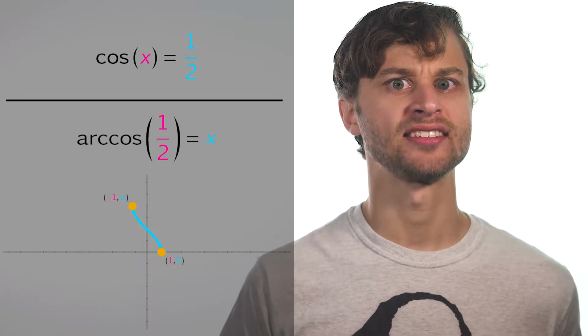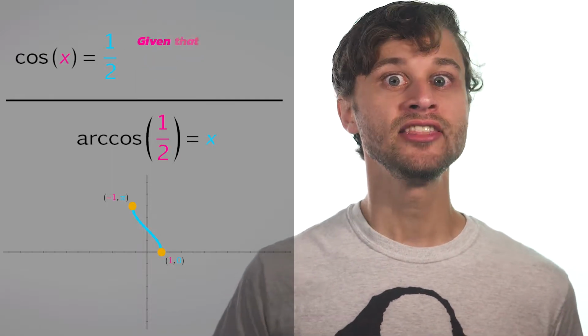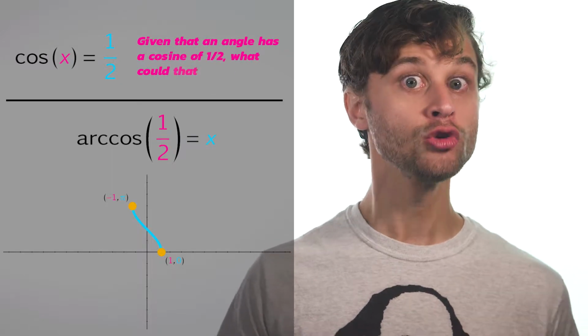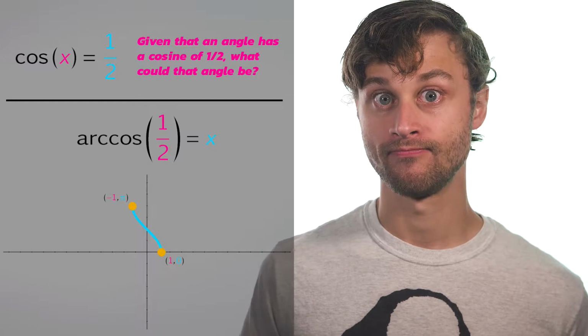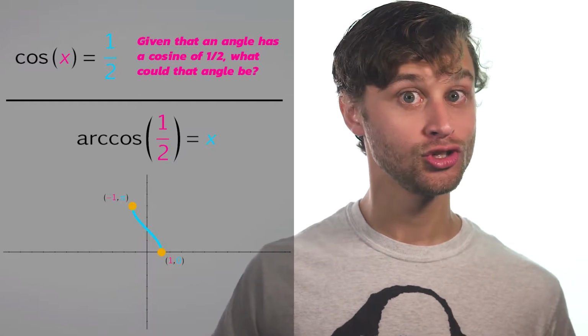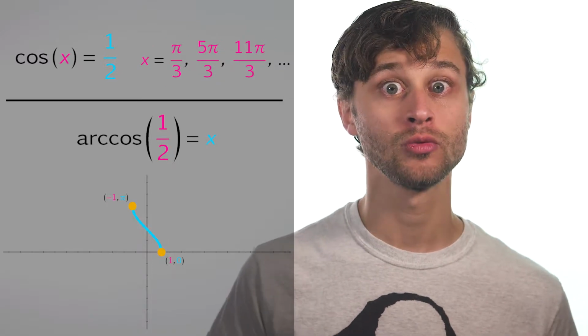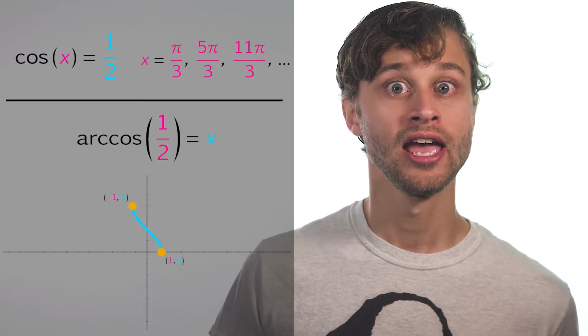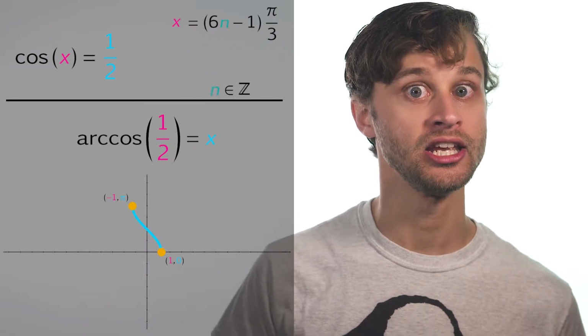But each problem asks a slightly different question. The first question says, given that an angle has a cosine of 1/2, what could that angle be? And so there are infinitely many solutions to that problem. There is pi over 3, there is 5 pi over 3, 11 pi over 3, and so on. And there are two generalized solutions to this problem, here and here.